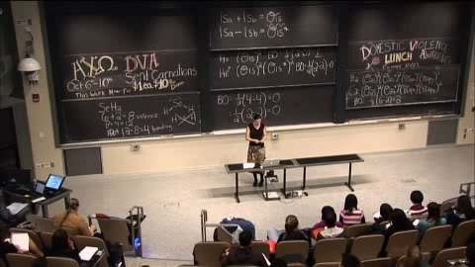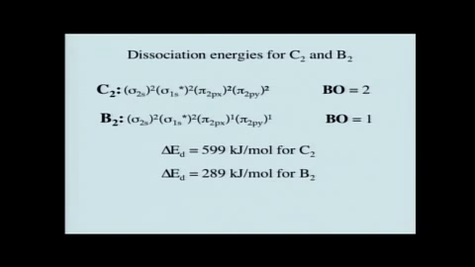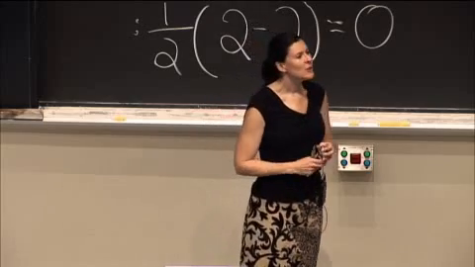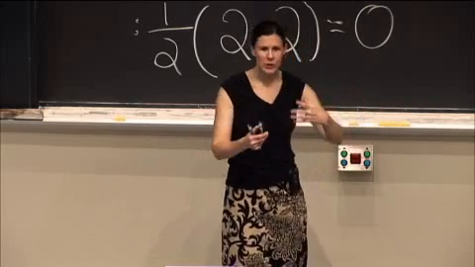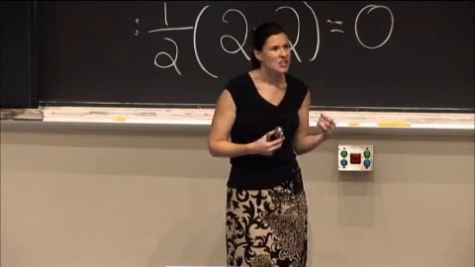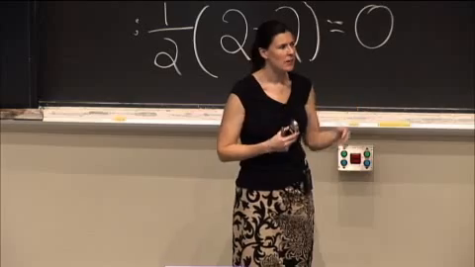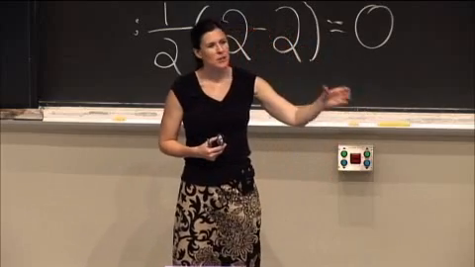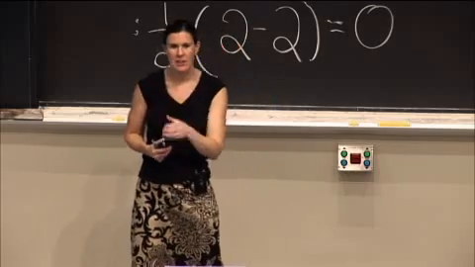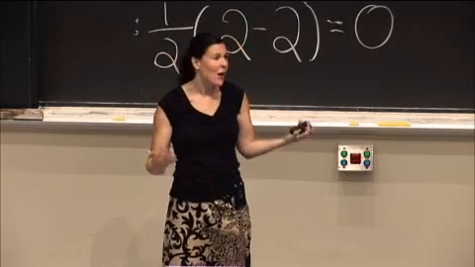And that is, in fact, what we can surmise if we look at the different dissociation energies for the 2 bonds. So for B2, which is a single bond, that's 289 kilojoules per mole to break it. And it takes us more energy to break this double bond for carbon, which is 599 kilojoules per mole. So in general, we know that a single bond is always weaker than a double bond, which is weaker than a triple bond. And obviously, no bond is the weakest of all.